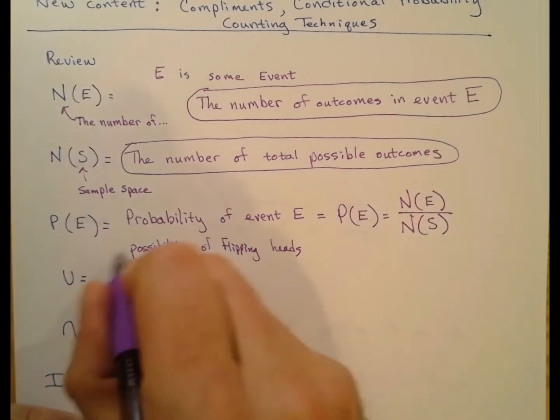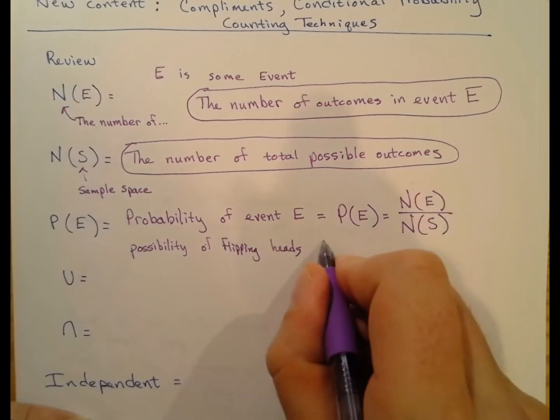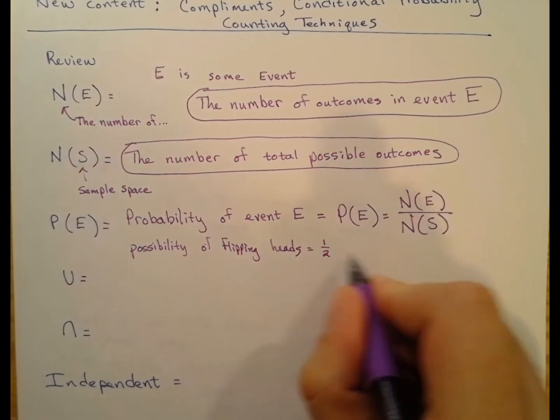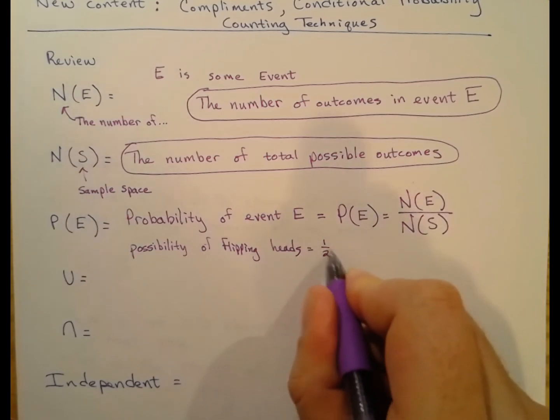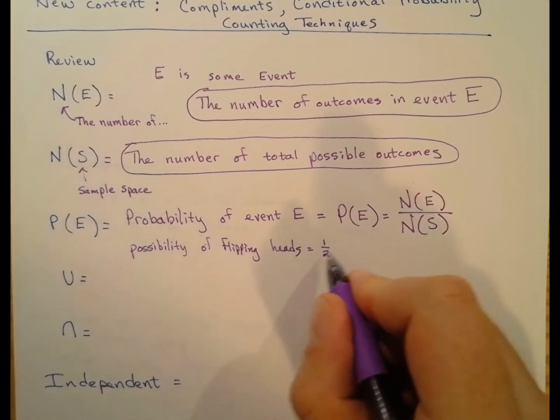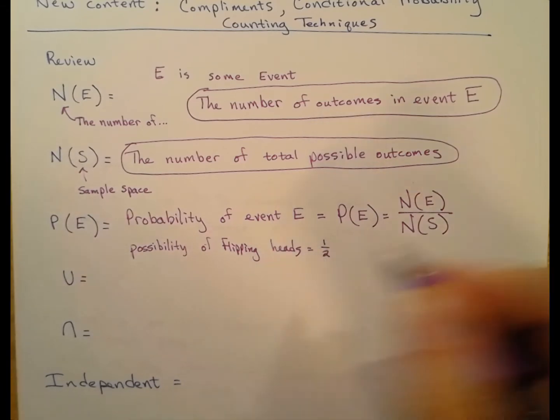Sorry, friends. So the possibility of flipping heads is 1/2. And again, the number of total possible outcomes when you flip a coin is 2, heads or tails. One of them is heads, so number in the event 1, total possible 2, 1/2.